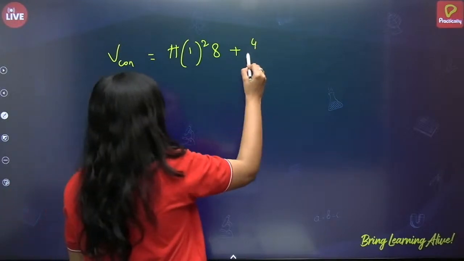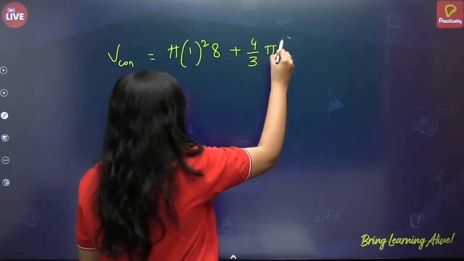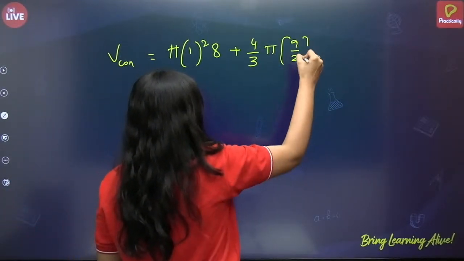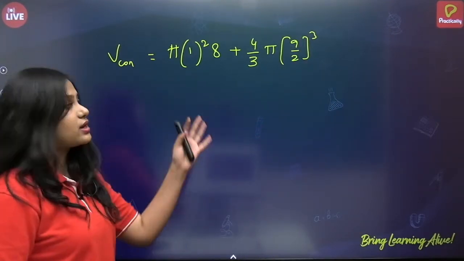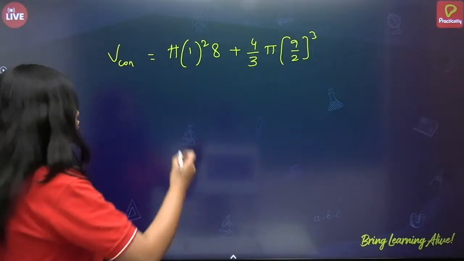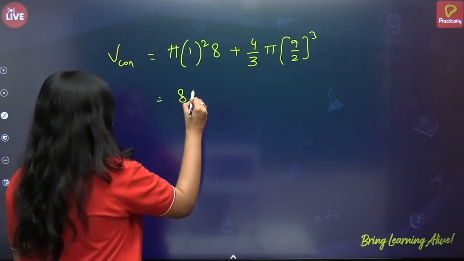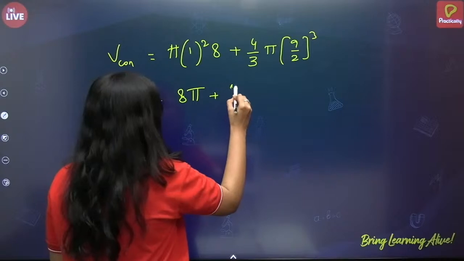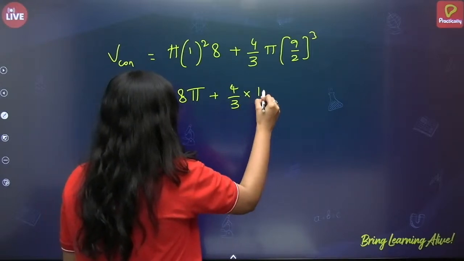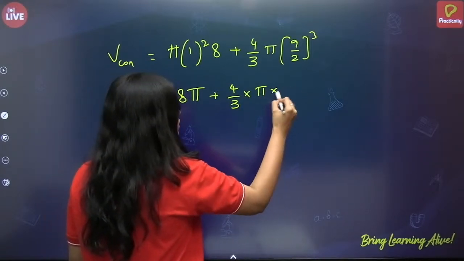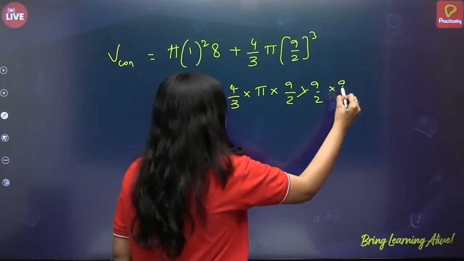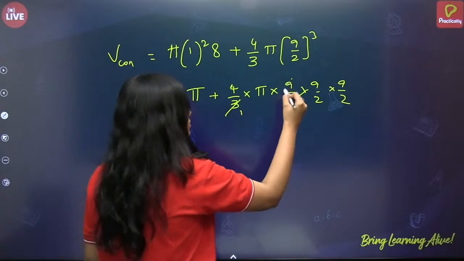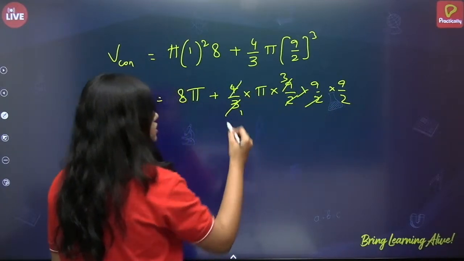So 4 by 3 pi 9 by 2 whole cube. You can also write 4.5, no issues, but just for easier calculation, I have mentioned 9 by 2, right? So this is 8 pi plus 4 by 3 into pi into 9 by 2 into 9 by 2 into 9 by 2. So 3 times 1, 3 times 3, 2 2s are 4, this 4.